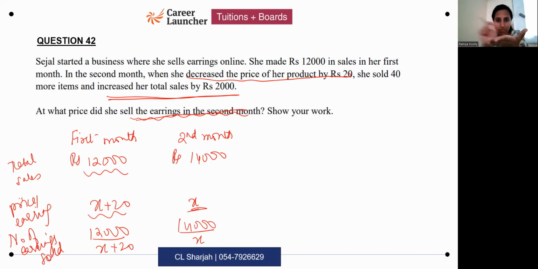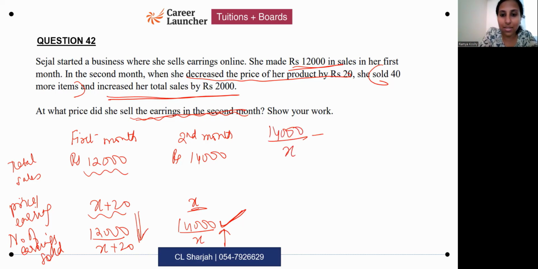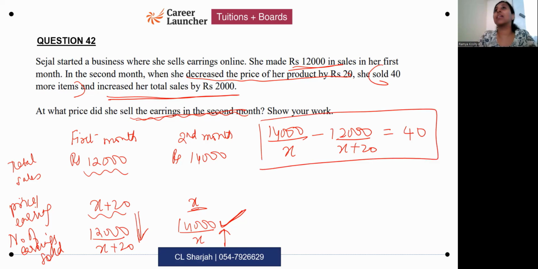I've underlined whatever I'm using. What have I not underlined? Sold 40 more items. Which one is 40 more? So which one is more? This is more, and this is smaller, right? So I will do 14,000 by X minus 12,000 by X plus 20 is equal to 40. When I rearrange this, I will get a quadratic equation.